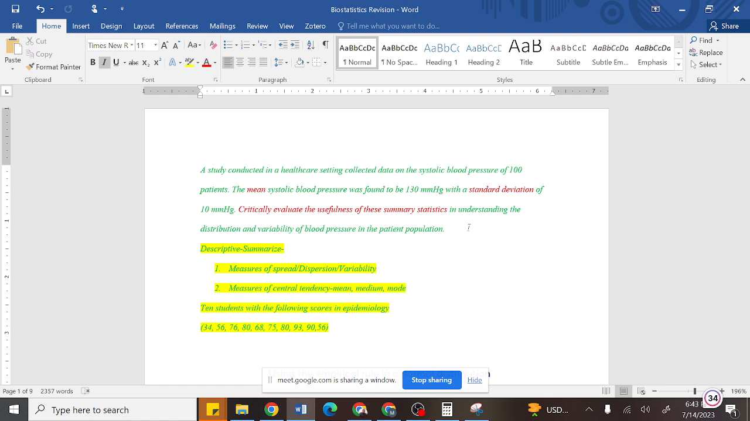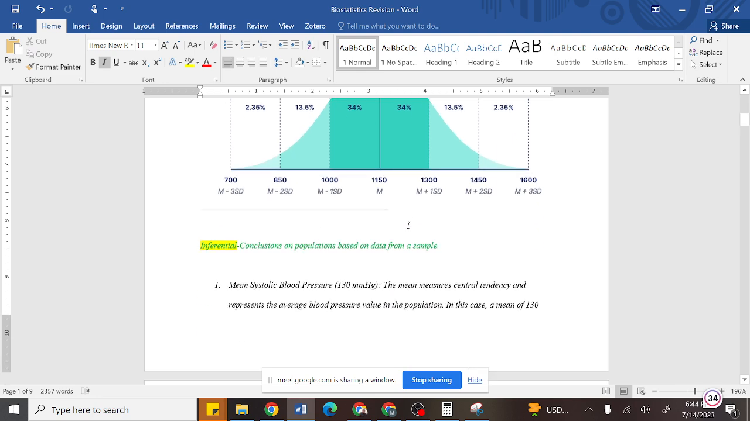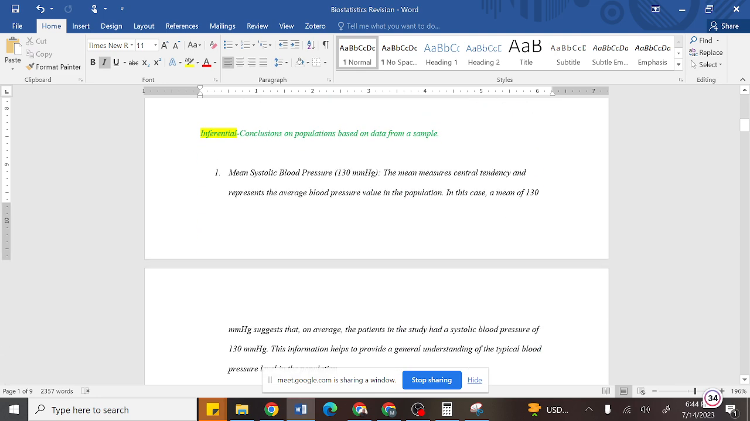The figures, the 130 millimeters of mercury and the 10 millimeters of mercury, those are for you to be able to describe. But basically what they're asking is, of what importance is it for you to know the mean and standard deviation? How does it help you as a healthcare manager? So the explanation is basically what I've given there, but this is what I could have expected you to write.